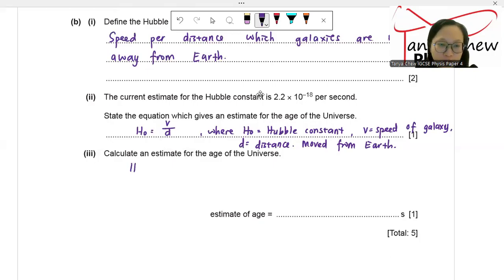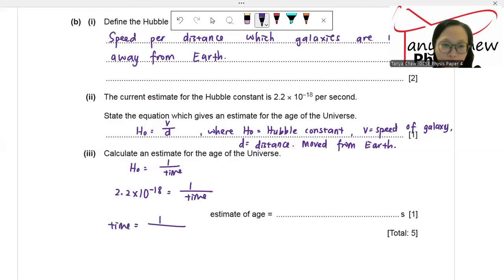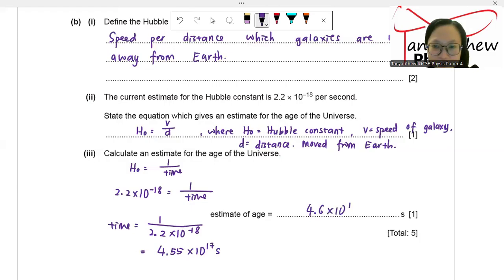Definitely going to use this equation. V over D. Hubble constant is 2.2 times 10 to the power negative 18. And V, I just put 1 over T, because I don't have the exact value here, but this is per second, so per time. So 1 per time here. So the time is equal to 1 over Hubble constant, 2.2 times 10 to the power negative 18. And the answer that you should get is 4.55 times 10 to the power of 17 seconds, or 4.6 times 10 to the power 17 seconds.